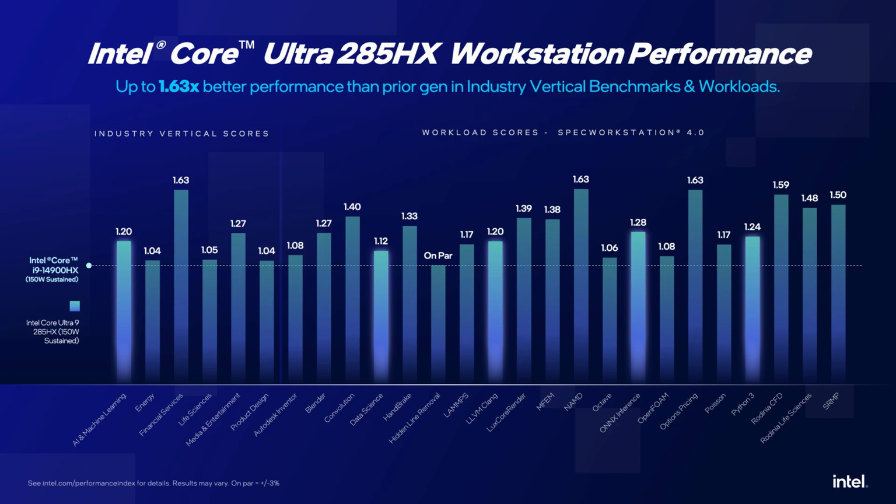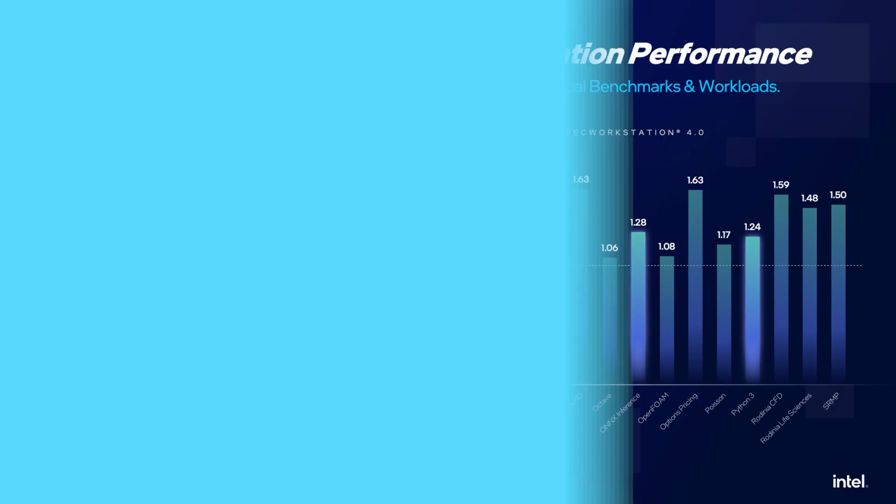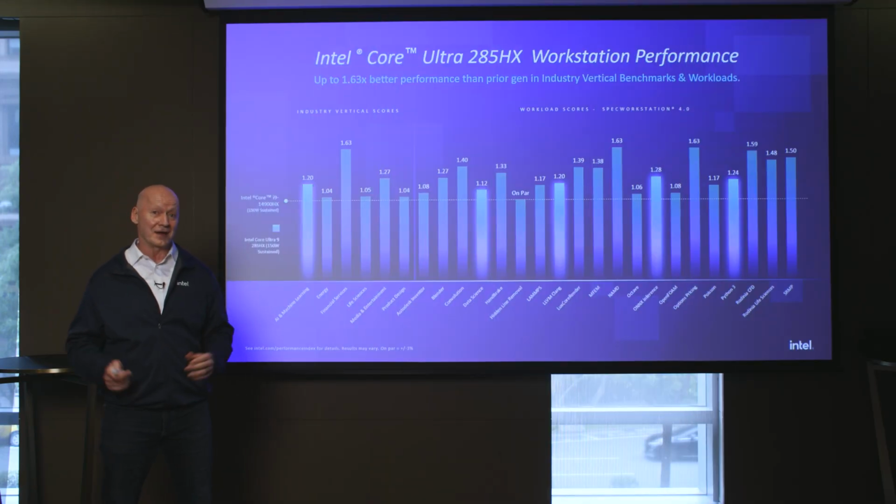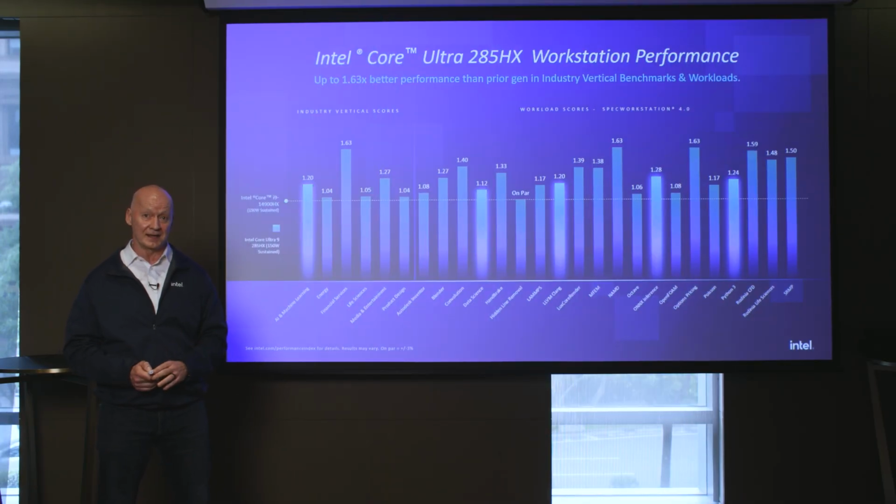And when you compare our current gen platforms versus our prior gen 14th gen platforms, again, you see up to 63% better performance over our last generation product. And this is huge. It's a big bump in performance, and it's across a number of workloads. You see this double-digit performance gain. So we're really proud of this, and we're very excited by it, and our customers are very excited as well.